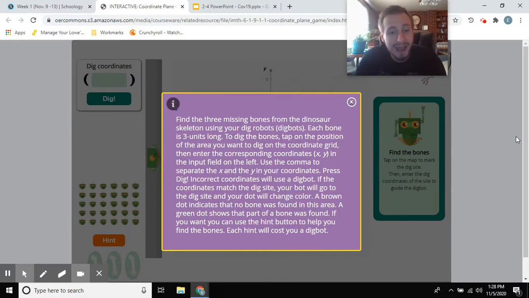If the coordinates match the dig site, your bot will go to the dig site and your dot will change color. A brown dot indicates that no bone was found in the area. A green dot shows that part of a bone was found. If you want, you can use the hint button to help you find the bones. Each hint will cost you a dig bot. So I know that's a lot of directions, but let me show you.